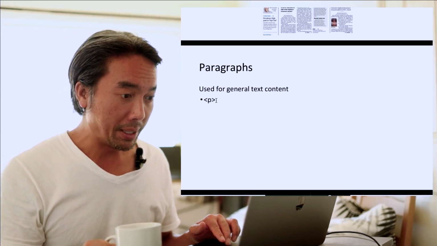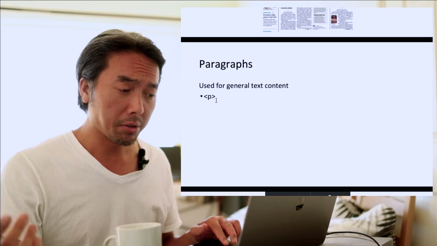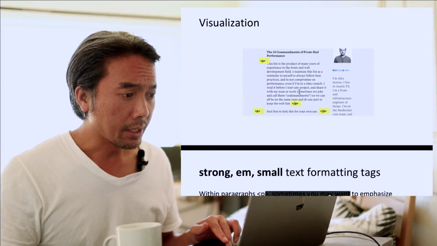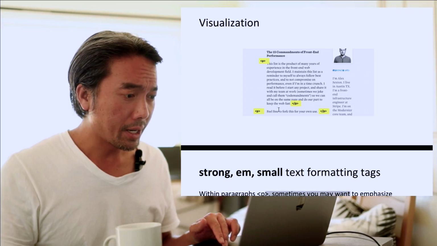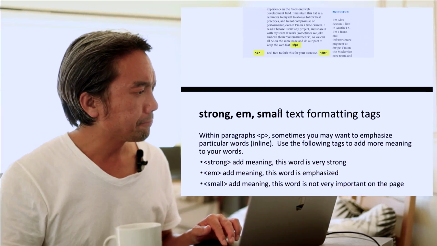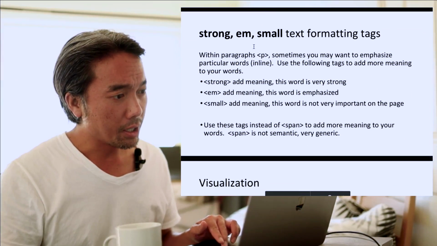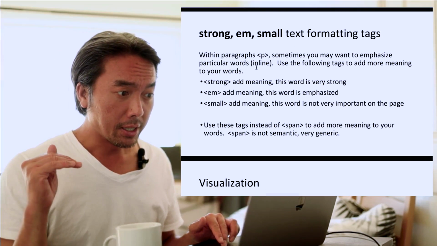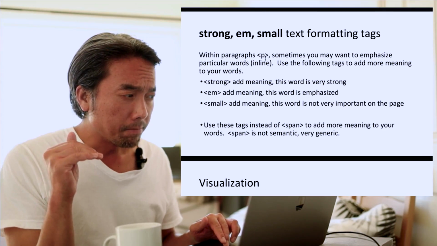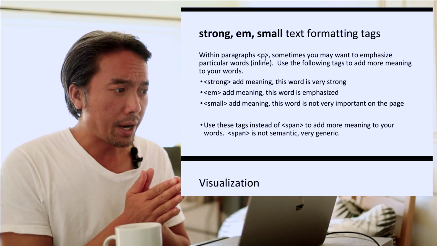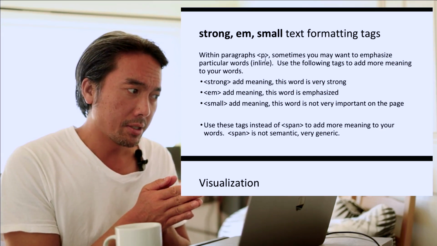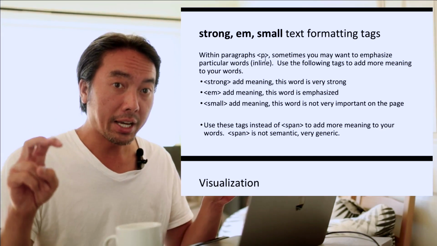Okay, next we have our P tag, just for general text, general content. So if you have an article with some paragraphs, use the P tag. You have your strong, EM, small tags for further defining words within a sentence. These are called your inline tags.